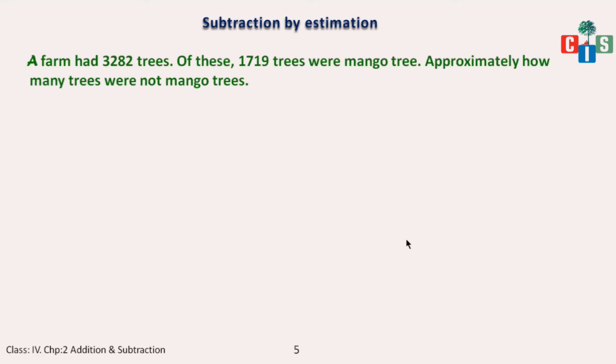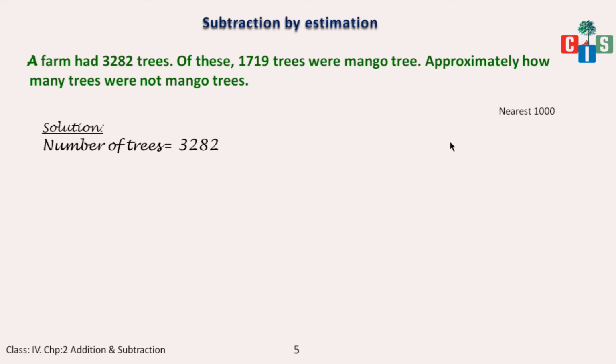Moving on to the second example, that is the word problem from estimation. A farm had 3,282 trees. Of this, 1,719 trees were mango trees. Approximately, you have to find out how many trees were not mango trees. So starting with the solution, the total number of trees was 3,282. Now the question is asking approximately, so this is an example of estimation. You have to round it to the nearest 1000.